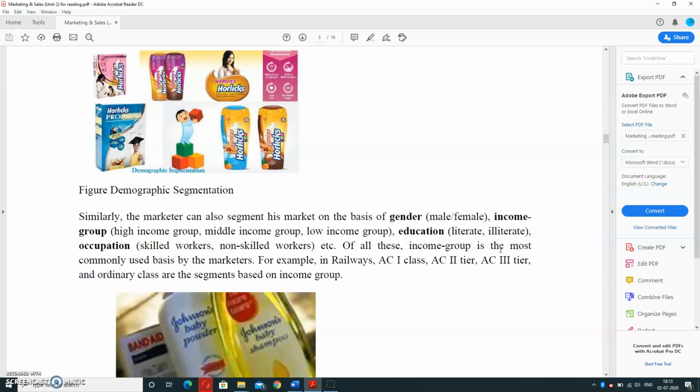And on occupation level: how many skilled workers are there, how many non-skilled workers are there. An example is the railway. Railways provide AC first class, second class, third class. So all classes are divided on the basis of the profile or income level of the person. Generally high profile persons will prefer AC first class.